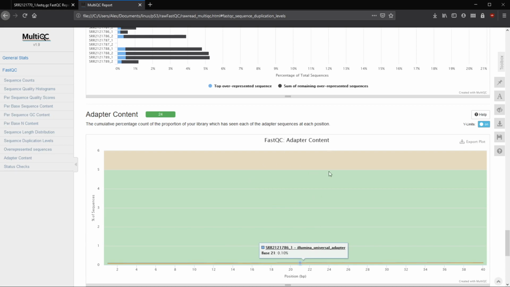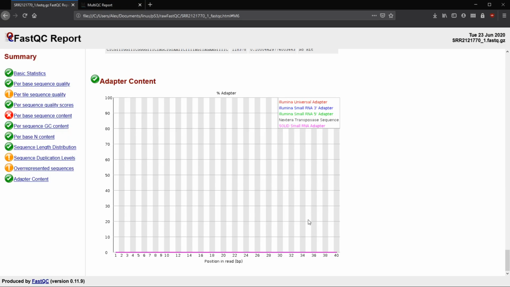A warning will happen with the adapter content if it is found that more than 5% of the reads have adapter sequences in them, and a failure will happen if adapters are found in more than 10% of the reads. So a warning is about here, and then it would fail if 10% of the reads had some kind of adapter content to them. So that'll do it for this video.